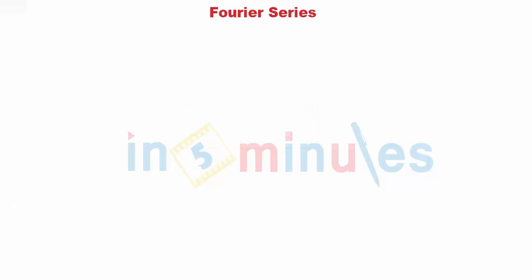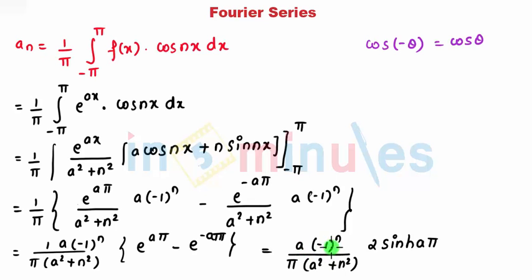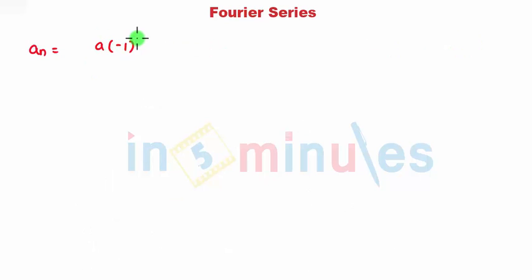So I got an as (-1)^n divided by π(a² + n²), and I can write 2 here, and sinh(aπ). In a similar way we can find bn.